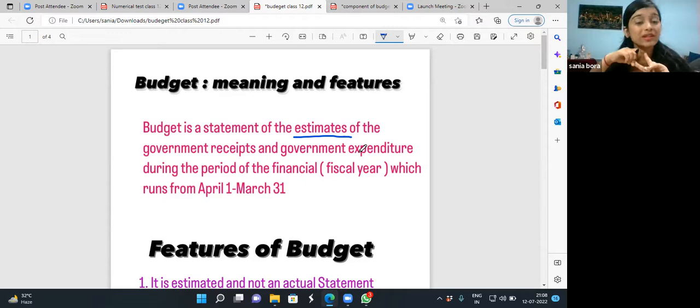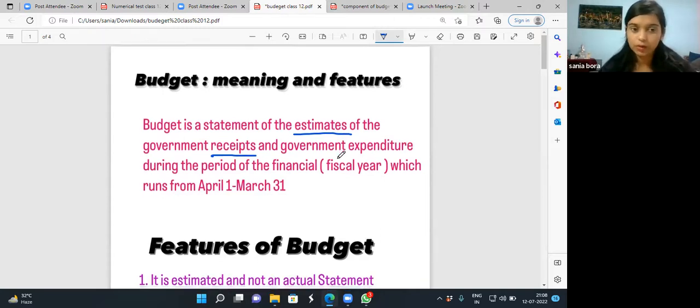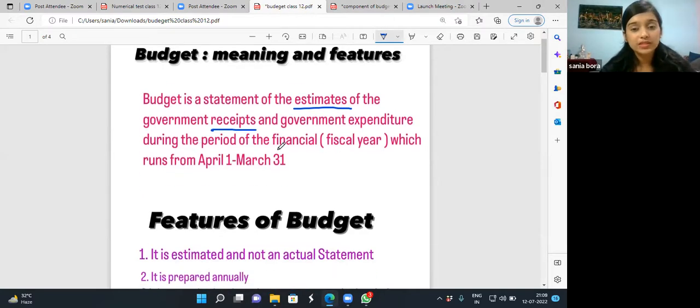How much money the government will get is known as government receipt. Receiving money, right? And expenditure, you all know, is spending money. So these are the two things: government receipt and government expenditure. Now, the government doesn't prepare a budget on a monthly or weekly basis. No, they prepare the budget on a yearly basis, which is known as the financial year or the fiscal year.